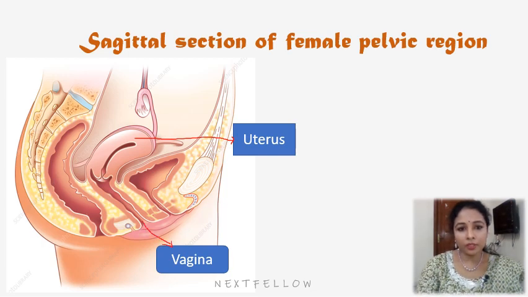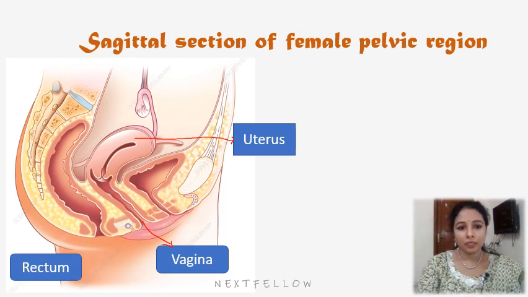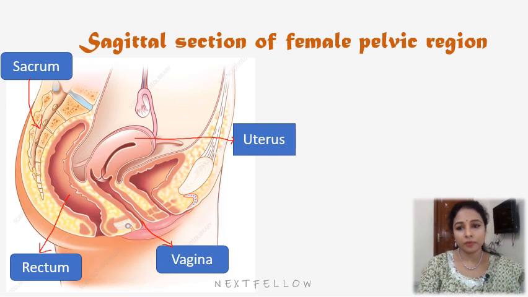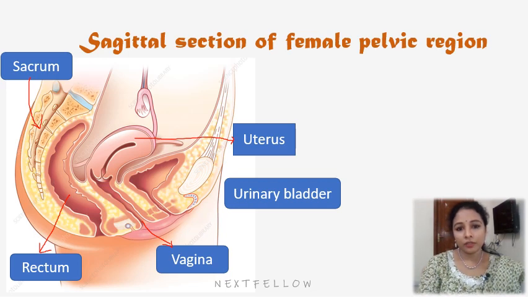The lower part of the uterus is the cervix, which is the constricted part of the uterus, and the cervix continues to form the vagina. And posterior to the uterus and vagina, we can see the rectum and anal canal. And still more posteriorly is the sacrum with coccyx. And anterior to the uterus, we can see the urinary bladder.